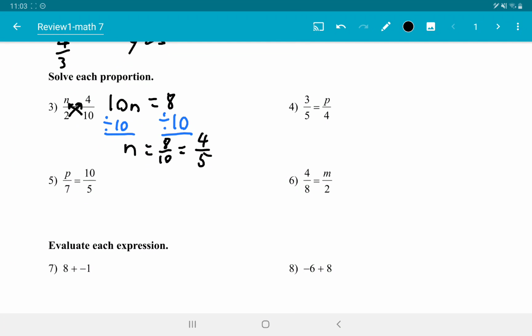For number 5, same thing, we cross multiply. So you get 5p, because it's 5 times p, is equal to 10 times 7, which is 70. And same thing, divide by 5 to both sides. So then p is equal to 14. Okay. If you ever wanted to see if that works, plug it back in and simplify. They should equal the same.